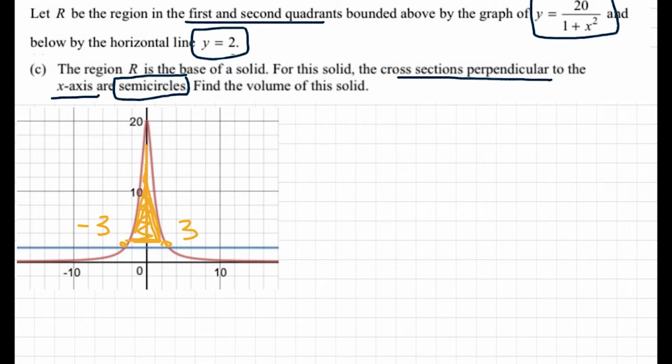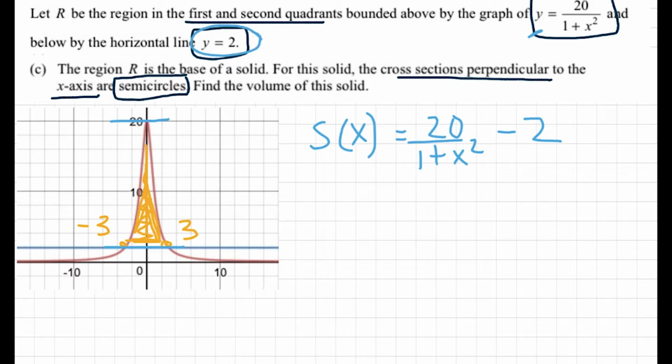When doing a volume by cross-section problem that is perpendicular to x, you need your distance across, your s of x, to be the equation that is on top minus the equation that is on the bottom. So s of x here would equal 20 over 1 plus x squared minus 2. So it would be this equation first on top minus this equation on the bottom.